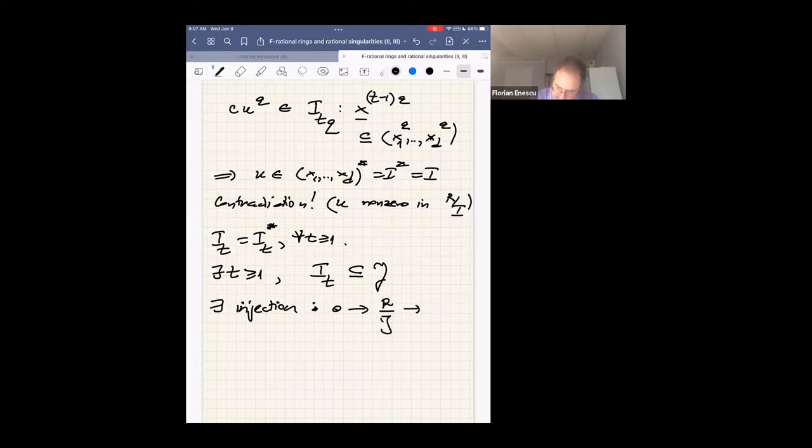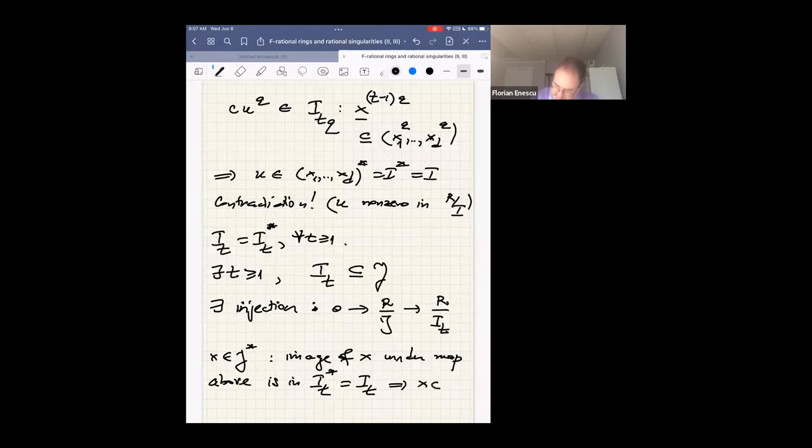R mod J into R mod IT, okay? Like this. So you can find an injection like this, which is given by multiplication by a specific element. All right, so if you take an element x in J star, then the image of x under the map above is going to go in IT star, but that's the same as IT, which in turn implies that x, because the map above is an injection, has to be in J, okay?